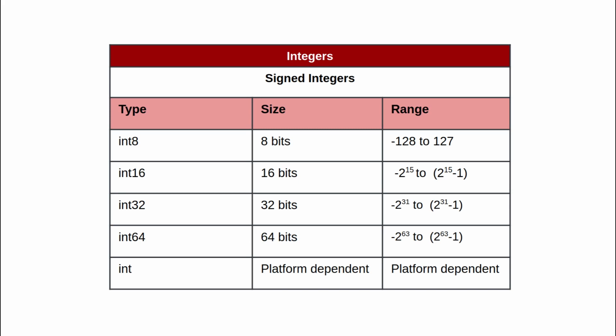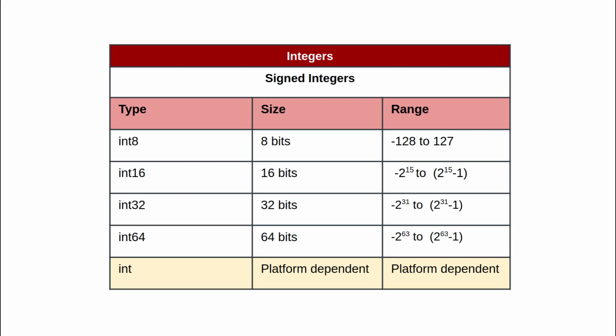Let's talk about integers first. Integers are classified into signed and unsigned. You can store positive as well as negative numbers in a signed integer, whereas only positive numbers in an unsigned integer. In signed integers, we have int8, int16, int32, int64 and plain int.